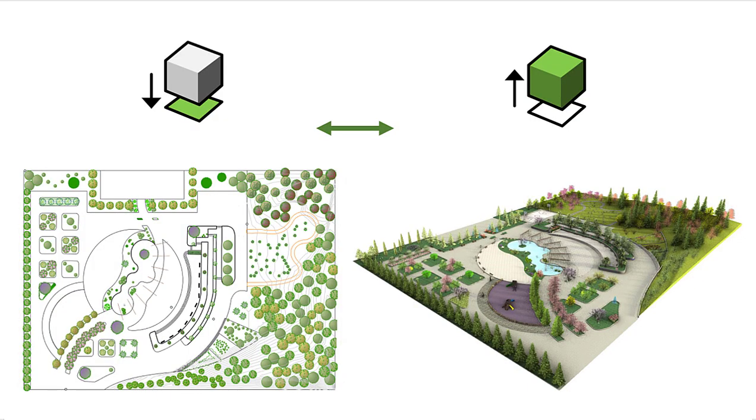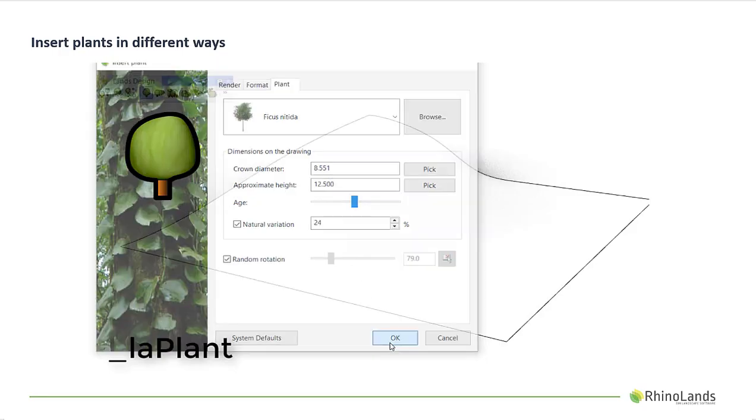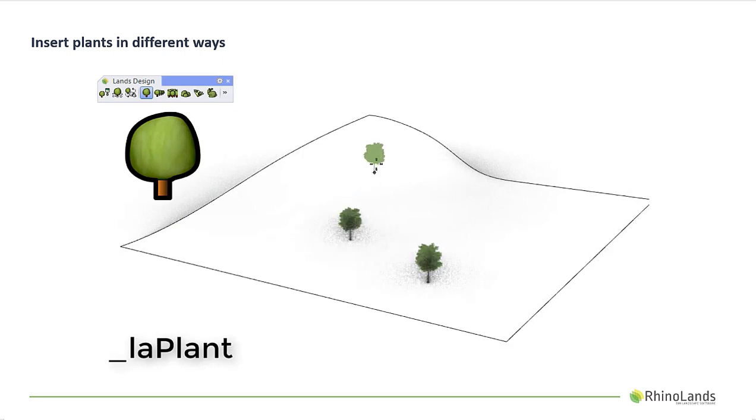You can seamlessly switch between 2D and 3D modes. If you're more comfortable with 2D design, simply continue working in that mode. With a click of a button, you can switch to 3D mode to visualize how your design translates into 3 dimensions. Vegetation insertion offers multiple options.